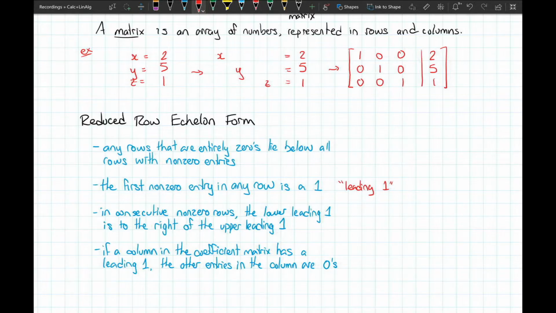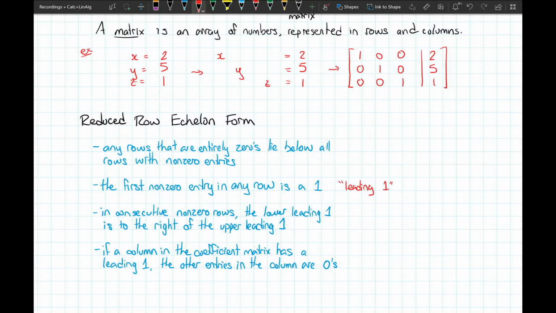Now, in consecutive non-zero rows, and we'll very likely have more than one row that's not all zeros, the lower leading 1 should be further to the right of the upper leading 1. So if you're hitting another row and it has another leading 1, make sure that you're going down and to the right. You can kind of see that in this last example.